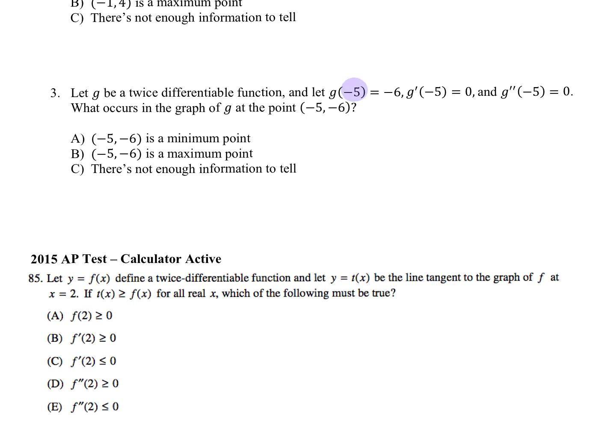G of 5. G of -5. My bad. Look at this. We got a point. We got 0 and 0. If my G double prime is 0, you guys, it means it has no concavity. So it's either flat or just a straight line, just linear, has no concavity. What do we think? Yeah, there's not enough info.